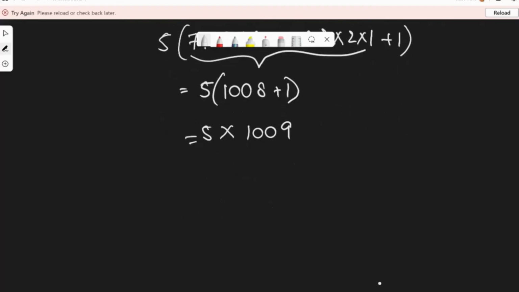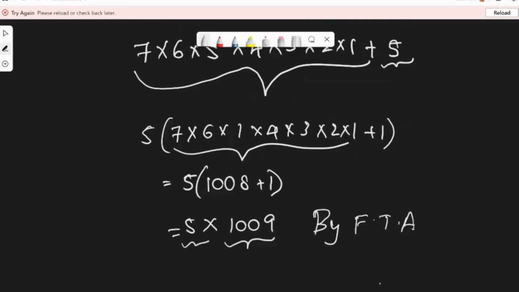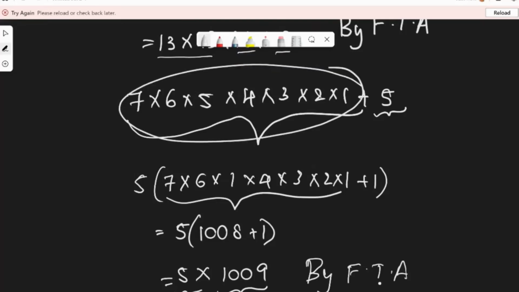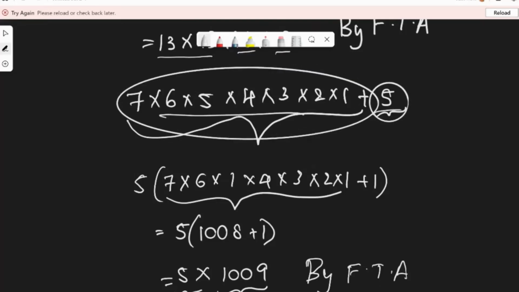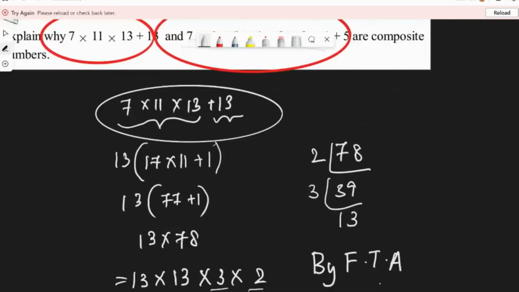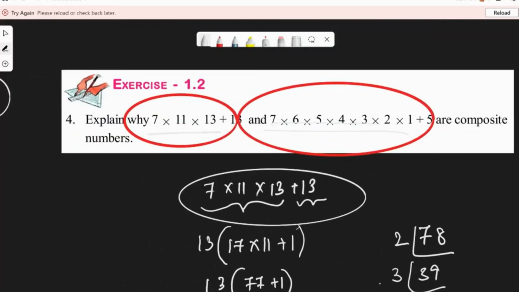And if I'm not wrong, 1009 is a prime number. It is neither divisible by 2, 3, 5 or 7. So 1009 is a prime number. So 5 and 1009 are prime numbers. And again, by the fundamental theorem of arithmetic, a composite number can be written as a product of primes. So obviously, this product and sum are composite numbers. So we have explained why both terms are composite.